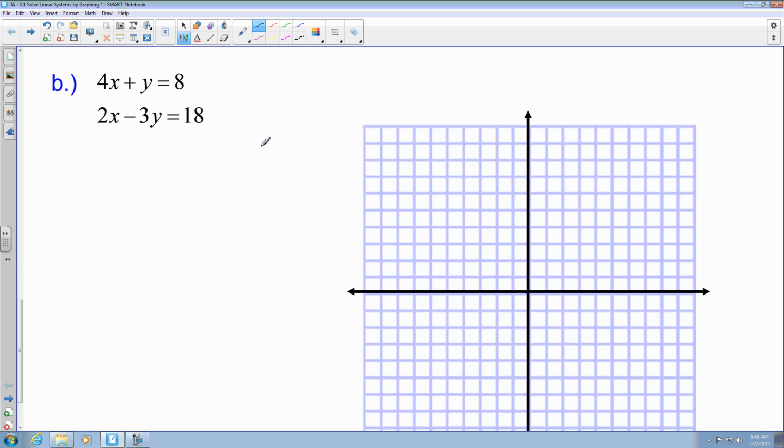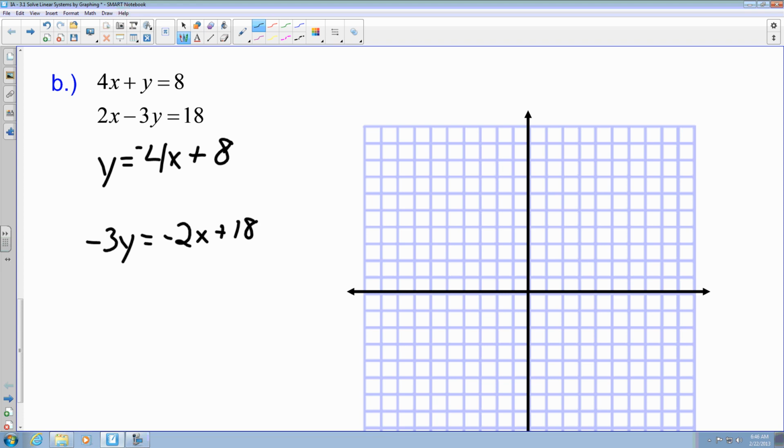Same thing here. We're going to solve for y. So I'm going to subtract 4x from both sides. So I got y equals -4x plus 8. Second one, I'm going to subtract 2x from both sides. So I got -3y equals -2x plus 18.